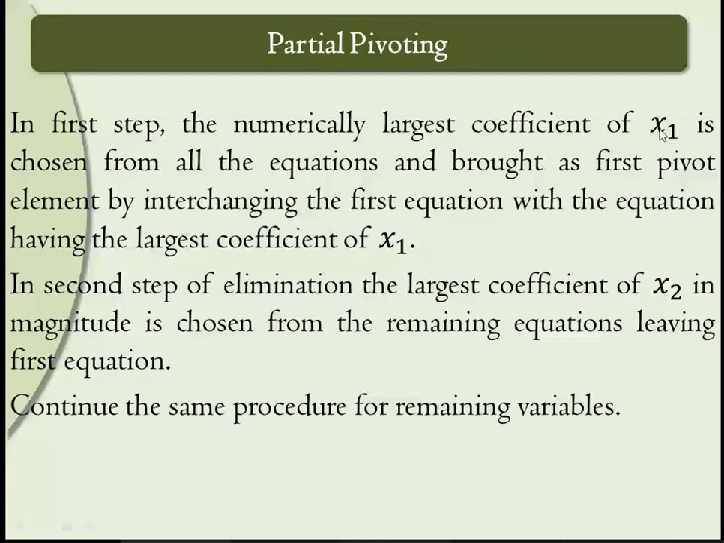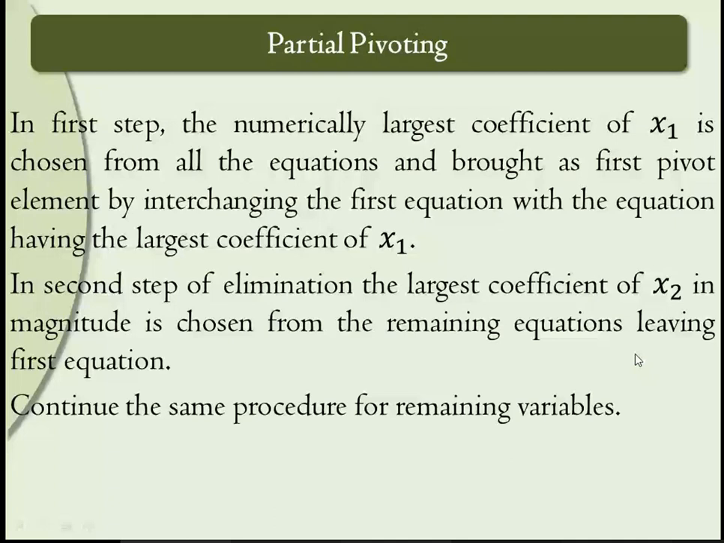Then whatever equations remain, excluding this first equation, check in which equation the coefficient of x2 is the largest, and take that as the second equation. Then make the coefficient of x2 1, remove x2 from the remaining equations. Then in the remaining equations, check which equation has the highest coefficient for x3. Take that as the third equation. Like that we have to continue.